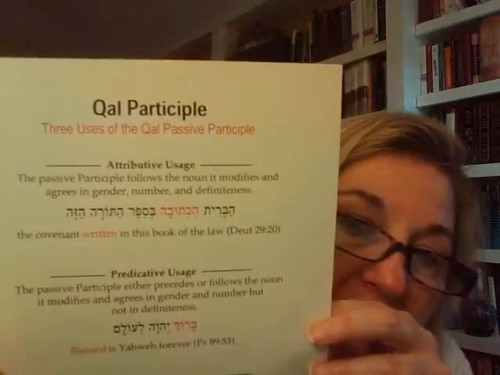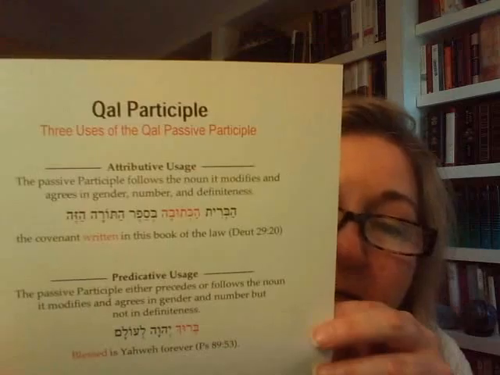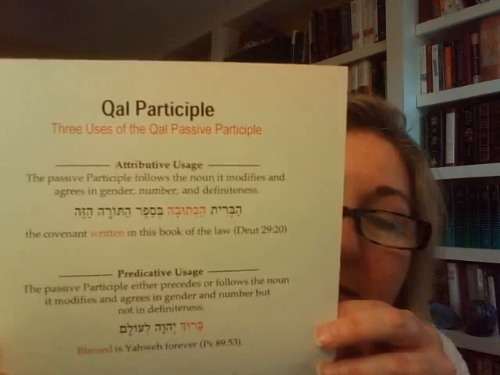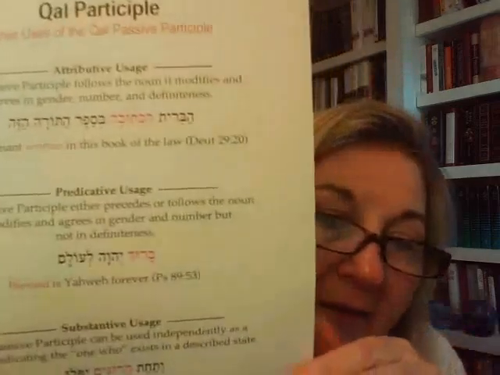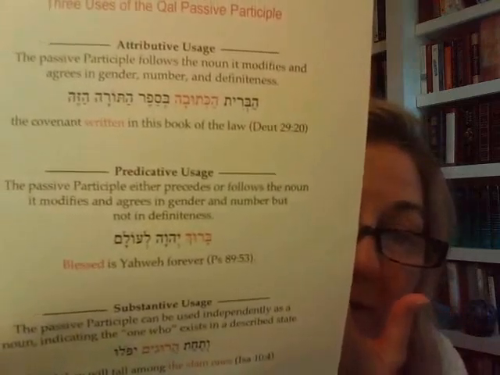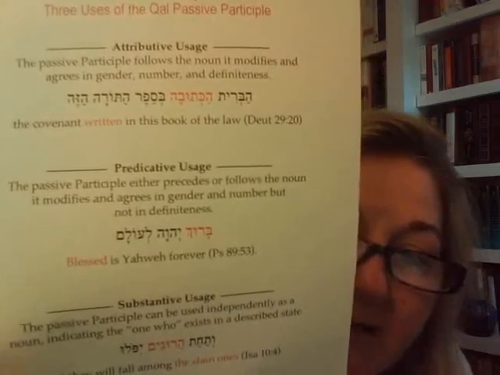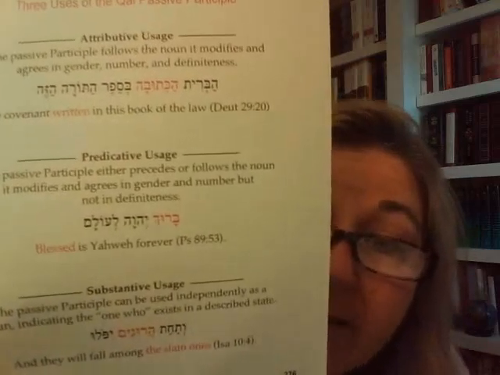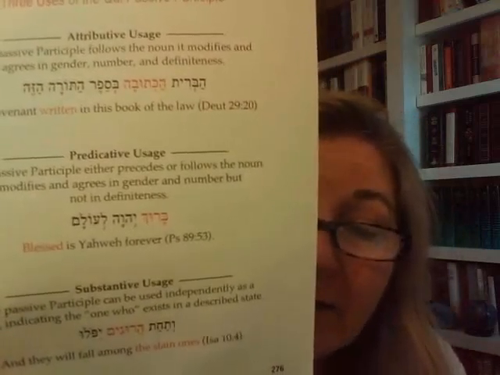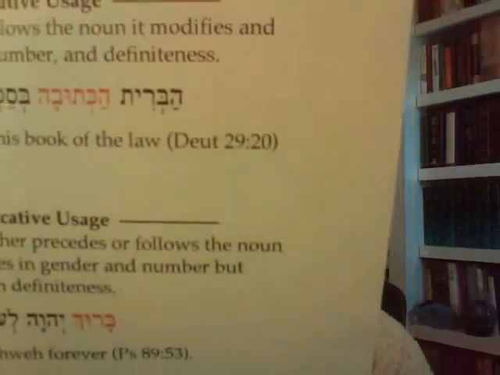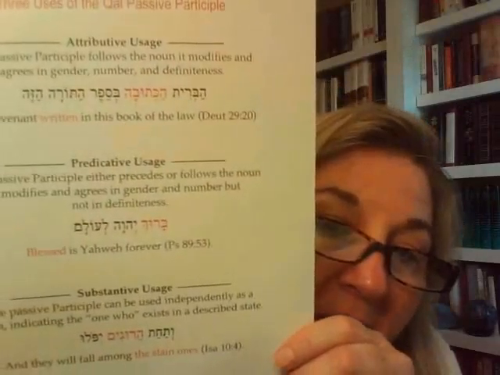The passive participle follows the noun it modifies, and it agrees in gender, number, and definiteness. And the sentence I just read for you: the covenant written in this book is the law. Now, that's the attributive use. In the predicative use, the passive participle either precedes or follows the noun it modifies and agrees in gender and number, but as was true with the Cal active participle, it doesn't have to. It doesn't agree in definiteness. And here we have Baruch Yahweh Olam. Blessed is Yahweh forever.